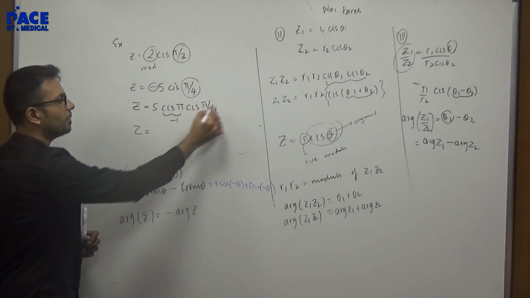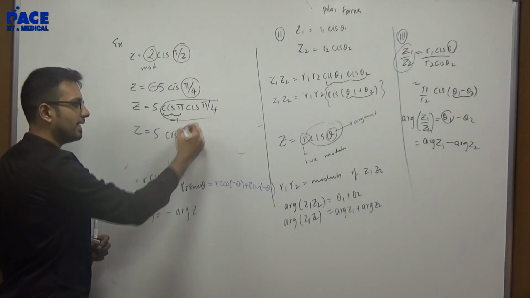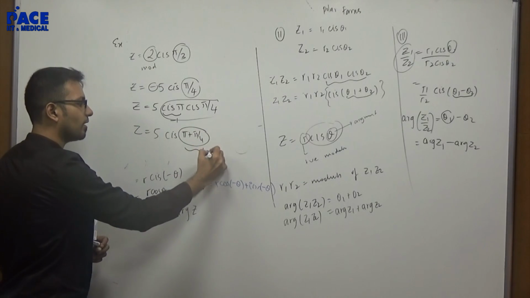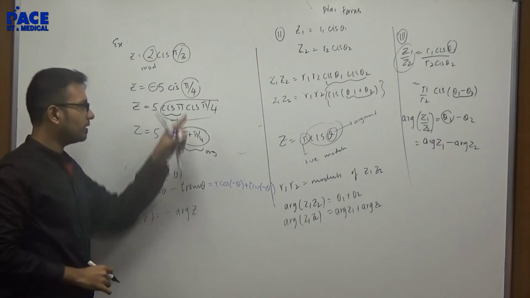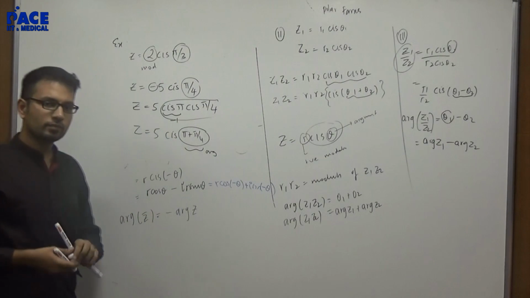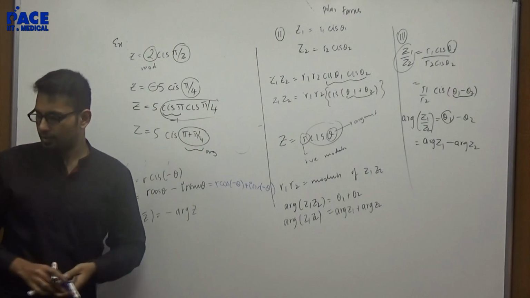And then you apply the property. So take it inside, what does it become? Add the angles up. Correct. Now this is your argument, not the original one. Understood? Okay? But the modulus still will be 5 only. Yes, modulus will be 5. Only the argument changes.